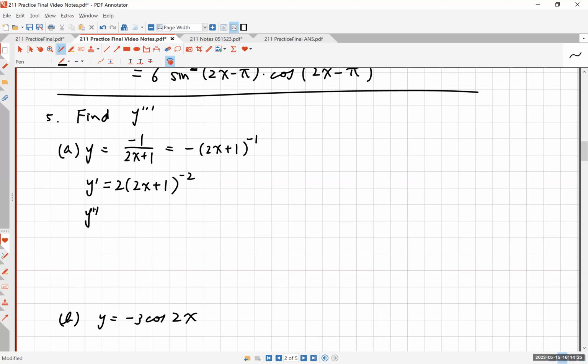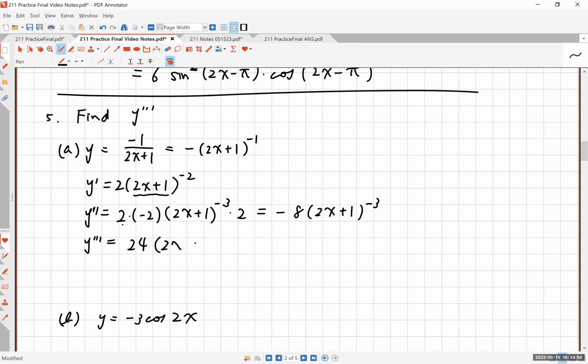All right, and then the second derivative is, of course, 2 times negative 2 times 2x plus 1. The new exponent is negative 3. And then you have to remember to multiply this whole thing by the derivative of the inside function, which is 2. So suddenly we have 2, negative 2, and 2. That's negative 8. And then 2x plus 1 to the negative third. The third and the last derivative for this is negative 8 times negative 3.